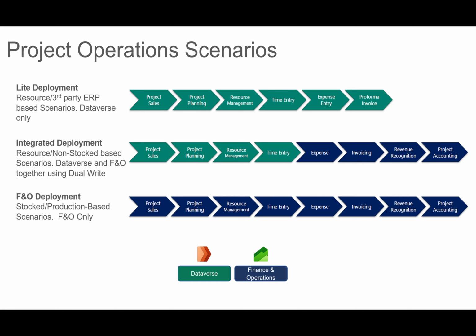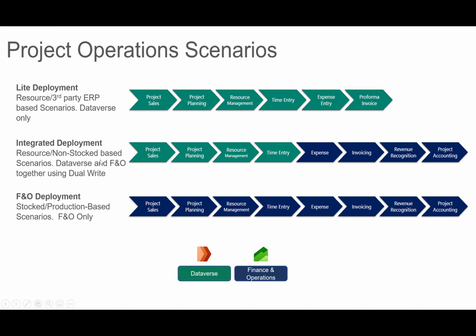The opposite contrast to this is the bottom option, which is our F&O deployment. This is solely F&O, and it's basically the existing way that the project management accounting, PMA for short, module is done today. There are no interactions with the Dataverse, and it solely sits within the finance and operations world. It allows companies to handle the stock-based production scenarios where you build a product to be supplied for a project, manufacturing examples, and it's the only option that will allow you to use stock-based items. All of the other two options above can only use service-based items.